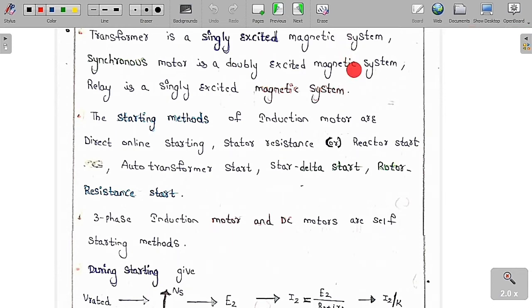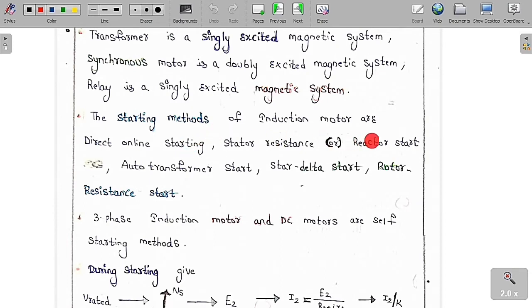This is a very important point. A transformer is basically a singly excited magnetic system, a relay is a singly excited magnetic system, and the induction machine is also a singly excited magnetic system, whereas a synchronous motor is a doubly excited magnetic system. Singly excited means only one winding is being excited. Doubly excited means both the windings have been excited. That is the meaning of this. Single excitation means you give the excitation with only one coil. Double excitation means you give the excitation with two coils, and this is called a doubly excited magnetic system.